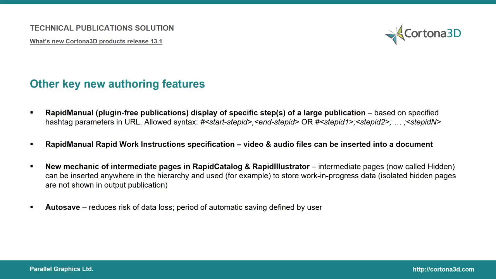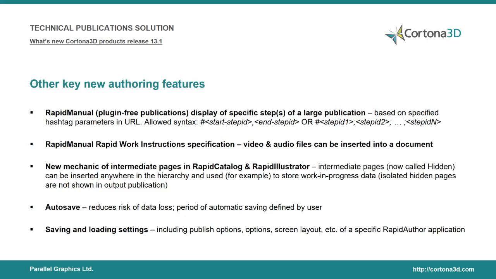Next feature, autosave. If you have a power cut or RapidAuthor is accidentally closed or crashed for some reason, you can restore that project if you enable autosave. There is a possibility to specify a saving period, which can range from 1 minute or more, basically.